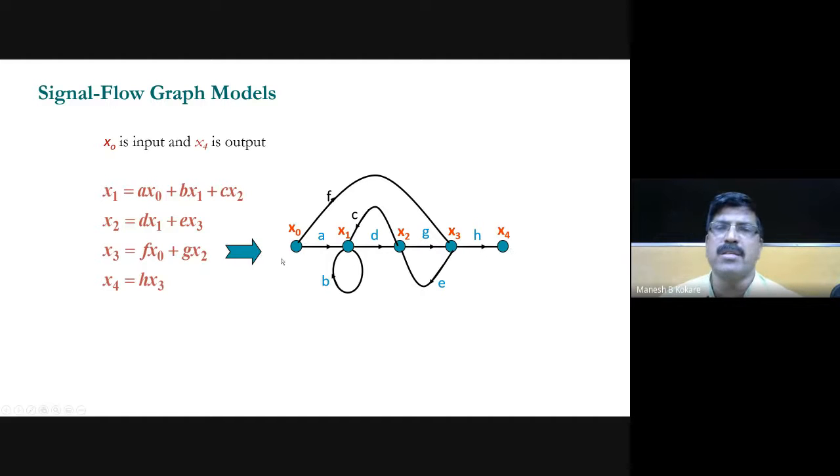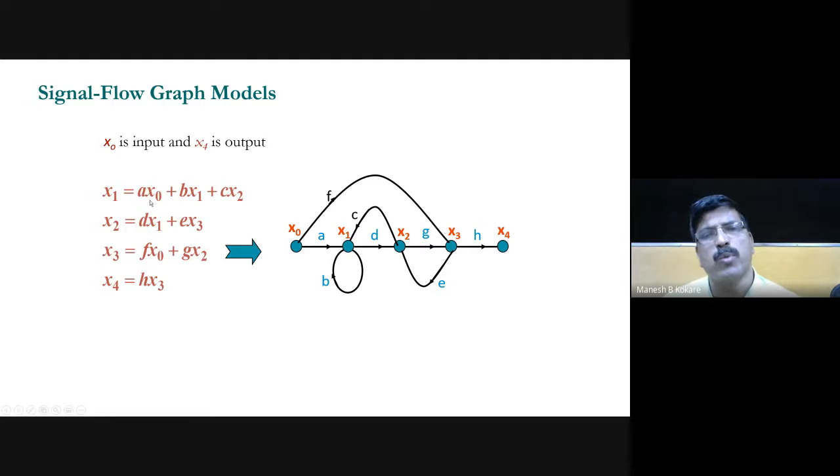Between x0 and x1 there are 3 nodes: x1, x2 and x3. Now for every node there must be some signals coming in. For x1, one signal is coming from x0, another is coming from x1 itself, and the third is coming from x2.